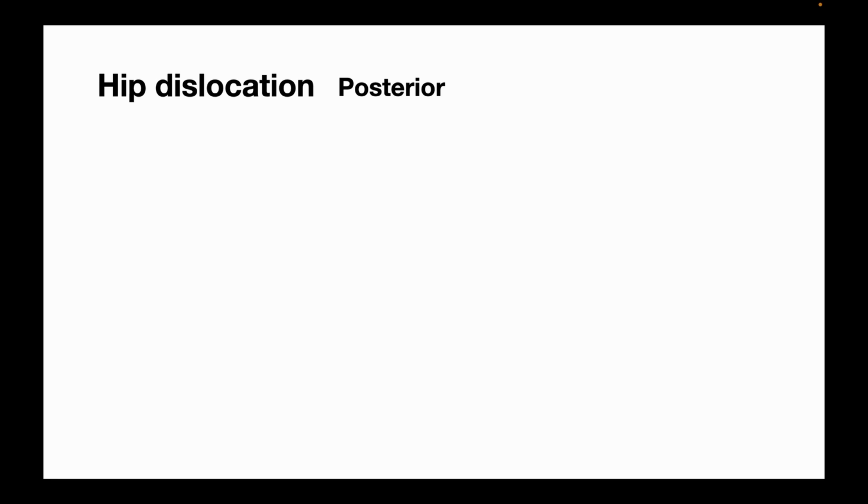Hip dislocation disrupts the retinacular blood vessels, which are key vascular supply to the femoral head, and hence makes it more prone for avascular necrosis. For this, and also to reduce pain, hip dislocation should be treated as an acute emergency. Posterior hip dislocation can be safely reduced in the emergency room or in the operation room, depending on the availability of facilities and trained personnel.